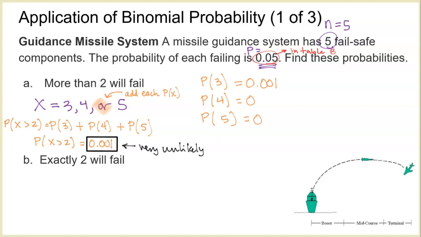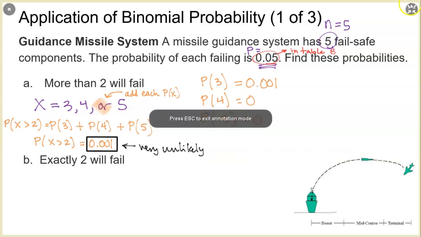which is very unlikely that more than 2 of the components will fail, because if we think about it, there's only a 5% chance that each one fails. So what's the likeliness of more than 2 of them failing? That should be very low, because it's only 5% of the time, 5% of the time they will fail. Now, if we look at this kind of to confirm it, we could also use the formula for this.